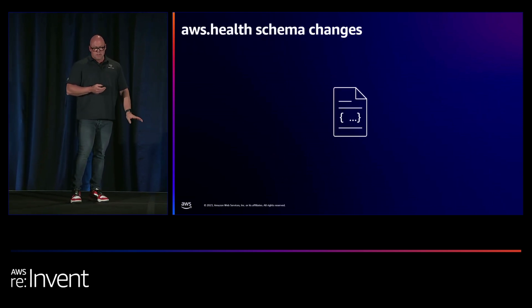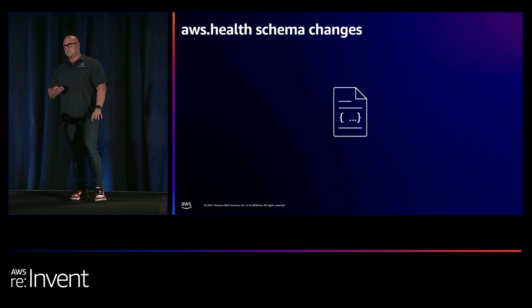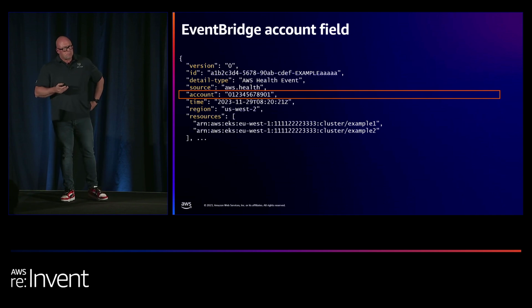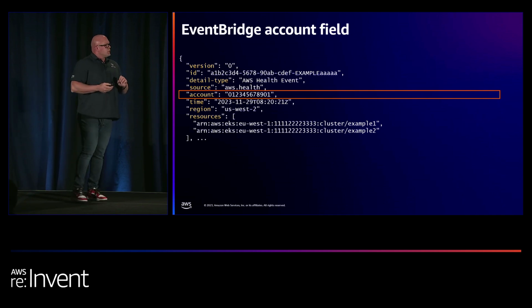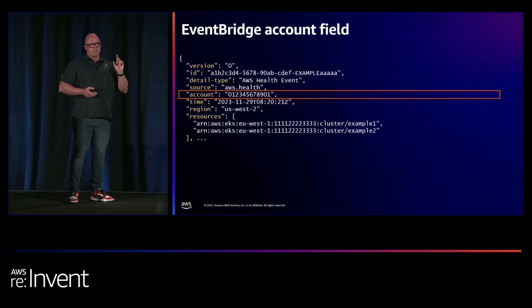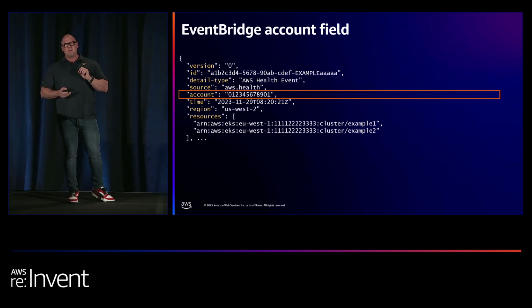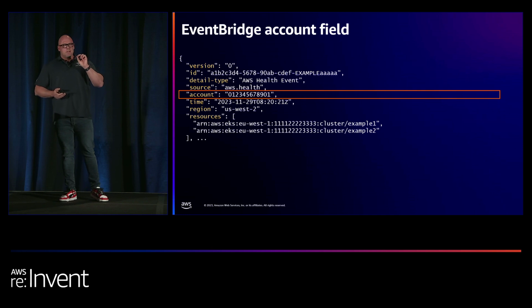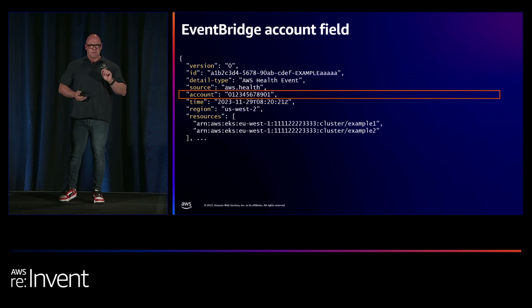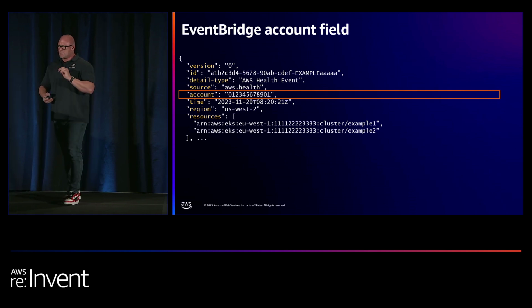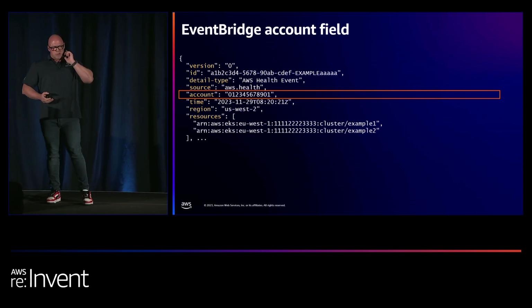So looking at the schema changes now for EventBridge, for the health detail type. Just before we get into that, a quick note: the account field that is used on the base EventBridge schema, if you're using the organizations view for health, that account will be either the member account, the management account, or delegated administration account. I'll talk in a later slide about how we're helping you to distinguish which is the actual account where the change is happening.